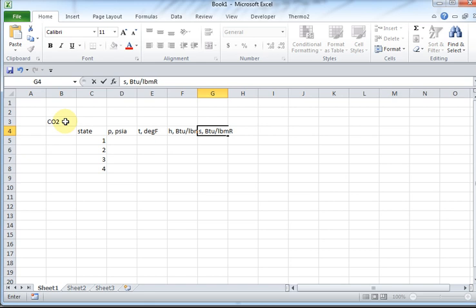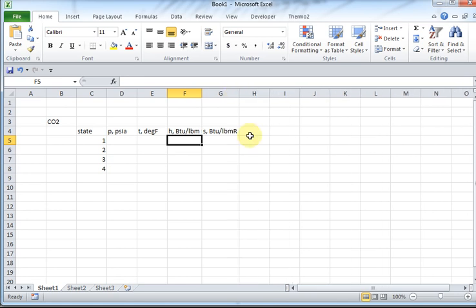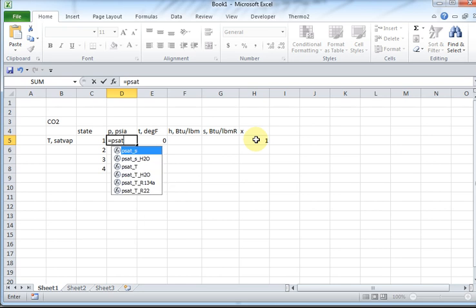Okay. Do we need any more? We could put quality there if we need it. Just X. Okay. So we're starting at 0 degrees F. True? And we're starting at saturated vapor, so the quality is 1. Okay, saturated vapor, temperature, and sat vapor. That tells me what that is. So what is PSAT? P-S-A-T, and it's trying to give me the functions that have been built in.